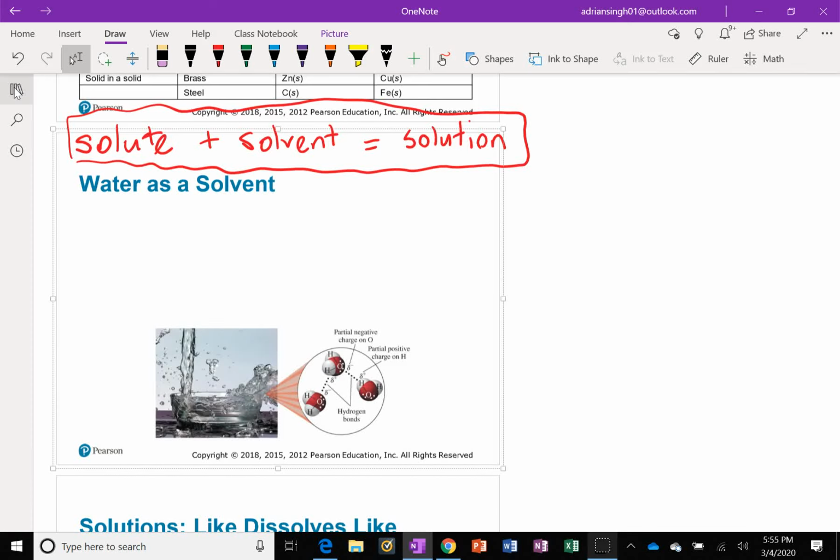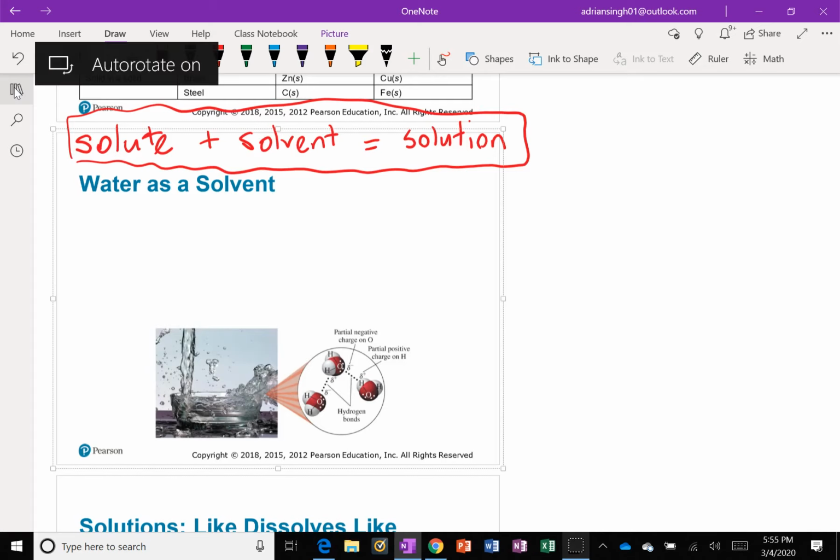About some more aspects of solutions. Specifically, we're going to focus in here on solvents, the solvent part of the solution. And we're going to take a look at one of the more common solvents we're going to encounter, which is water.